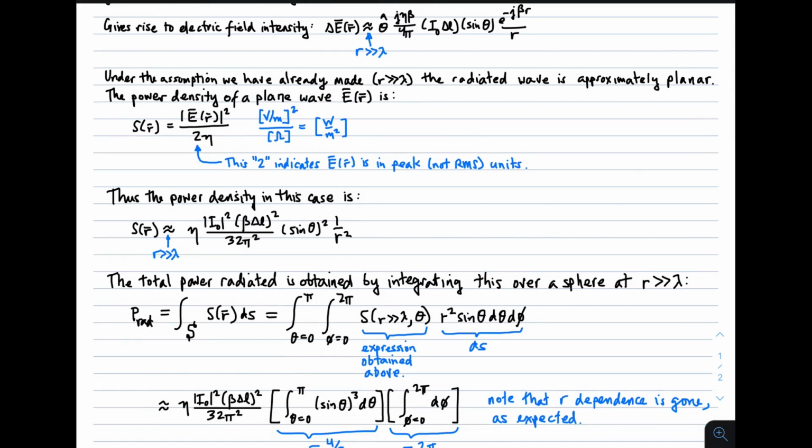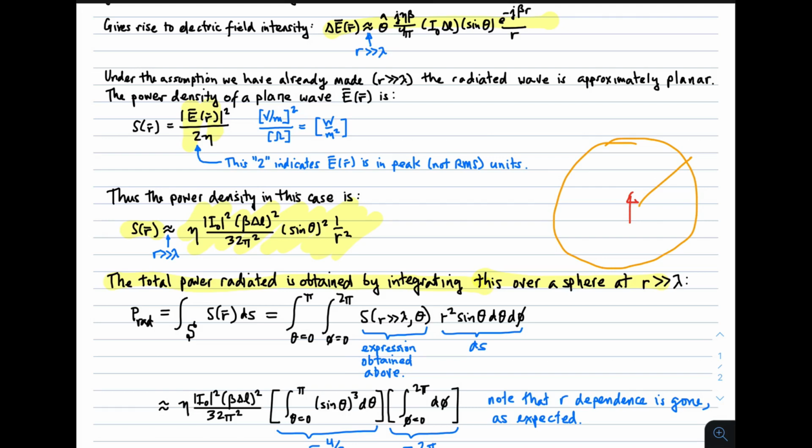So in this case, the power density at a position R is obtained simply by substituting the expression for the electric field intensity into this expression for the power density, and we obtain this expression. The total power which is radiated is obtained by integrating over a sphere which surrounds the current moment and has a radius much greater than a wavelength. Right, so here is the current moment. Here is a sphere surrounding the current moment, and the radius of that sphere should be much, much greater than a wavelength. And under that assumption, then we can use these expressions.